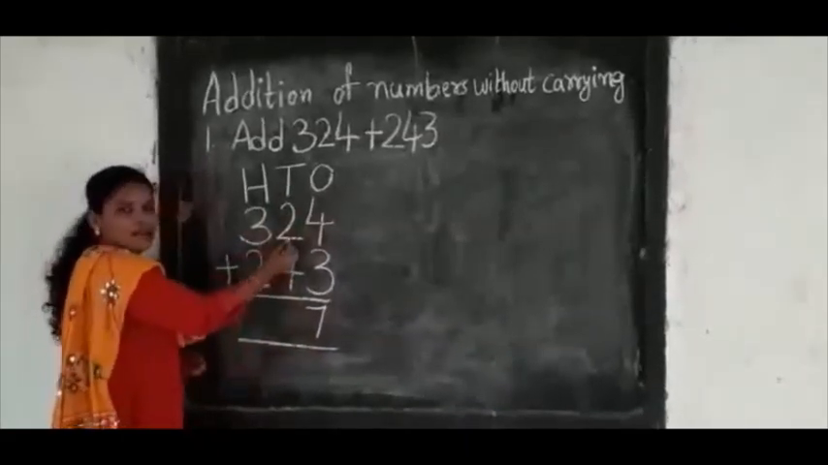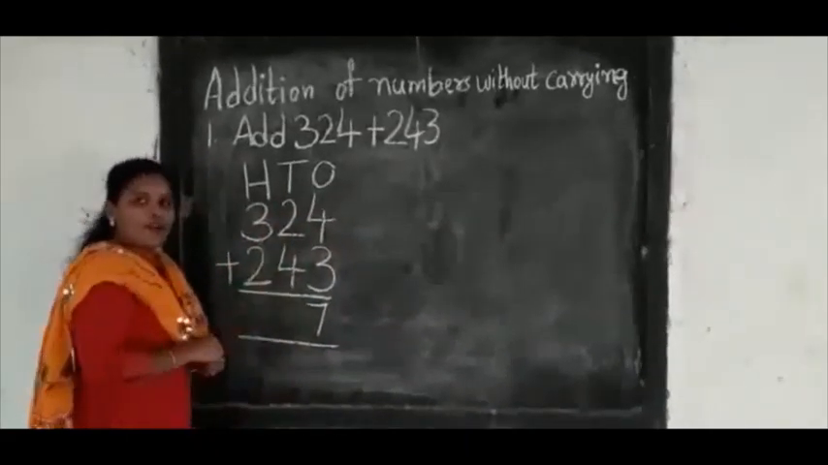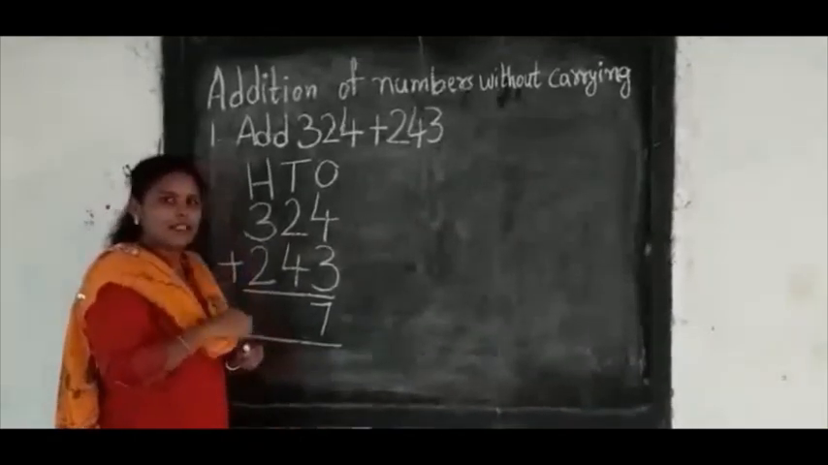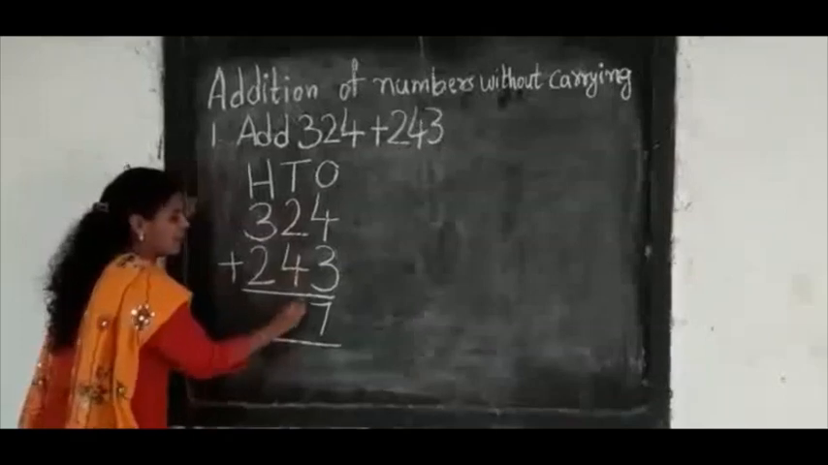In tens place we have 2, 4. Keep 2 in your mind, 4 on your fingers. 2 after, 3, 4, 5, 6. Write 6 in tens place.